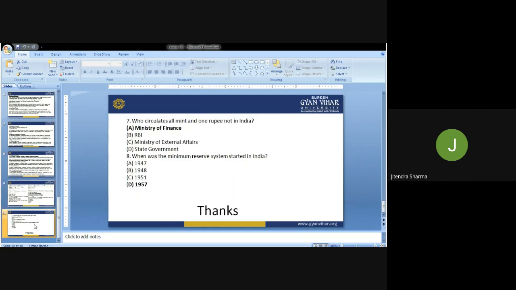Then, who circulates all mint and 1 rupee notes in India? The Ministry of Finance, we know. Those who issue the 1 rupee note are the Ministry of Finance; otherwise the Reserve Bank of India issues all the major notes.